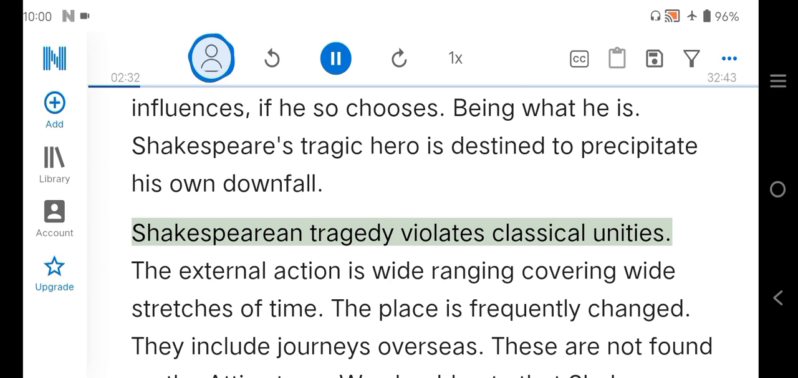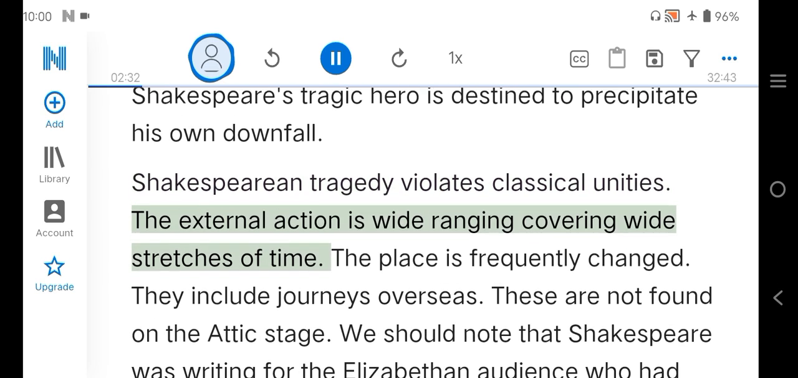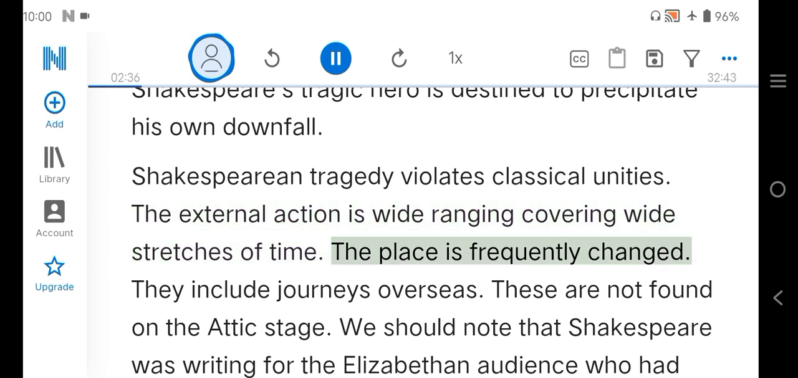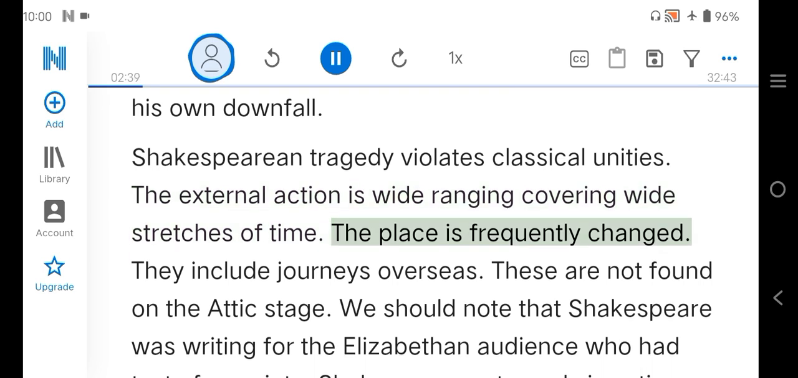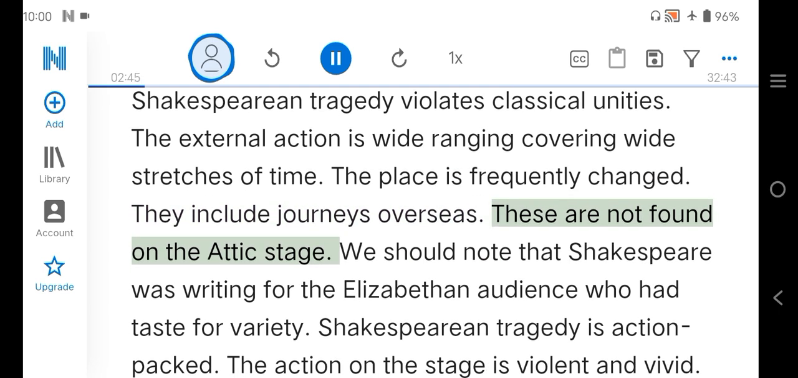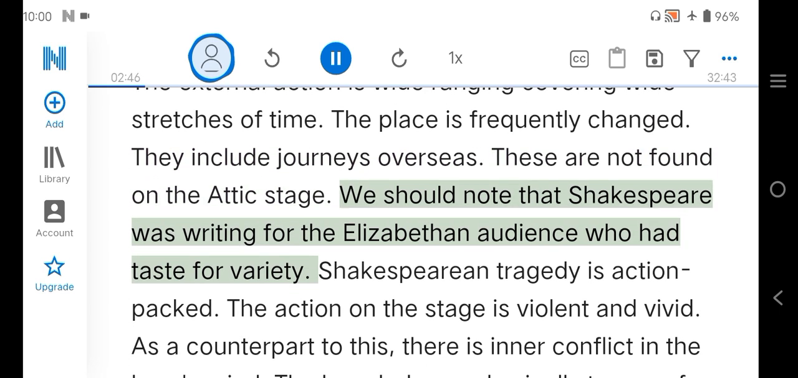Shakespearean tragedy violates classical unities. The external action is wide-ranging, covering wide stretches of time. The place is frequently changed. They include journeys overseas. These are not found on the Attic stage. We should note that Shakespeare was writing for the Elizabethan audience who had a taste for variety.